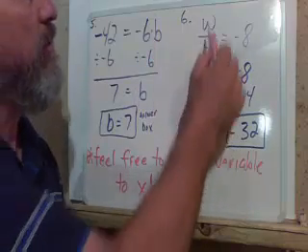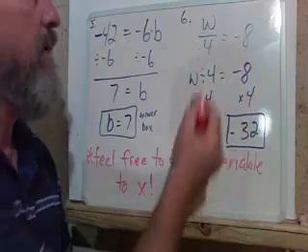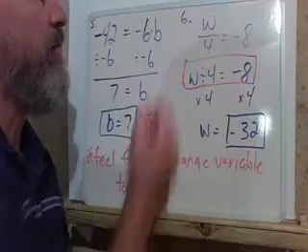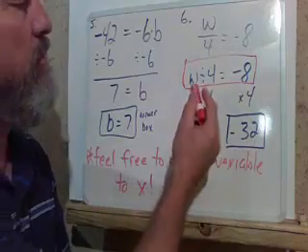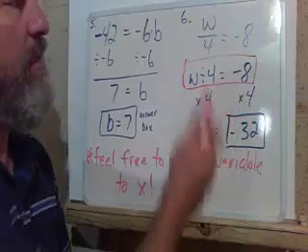Number 6. We're dividing here, w over 4, which is of course division, equals negative 8. If you would like to rewrite it like this, feel free to do so. This helps some students. You don't have to if you don't want to. W divided by 4 equals negative 8 is the same problem.